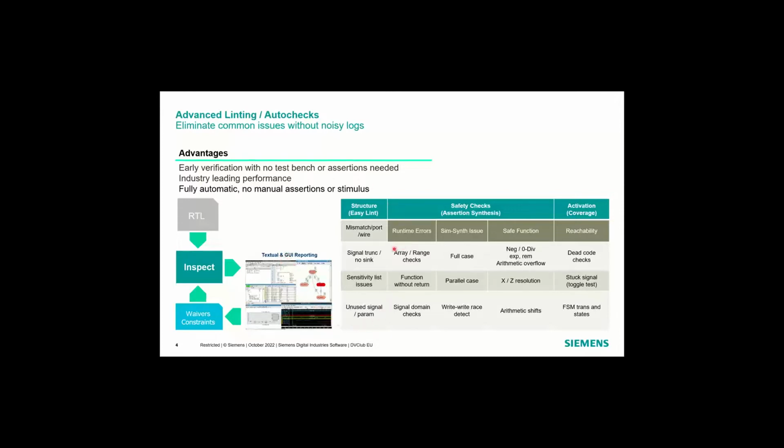They can be as simple as easy lint type of checks, so they rely on structures. So the minute you read in RTL, we can check mismatches in width of ports, of connections. We can check whether signals have been truncated or signals that may not have any load, any sink. You can check things like sensitivity list issues, which may be incomplete, and unused signals and unused parameters and so on.